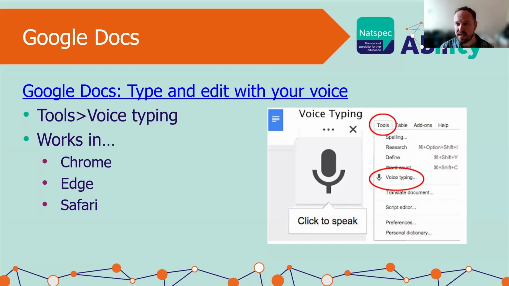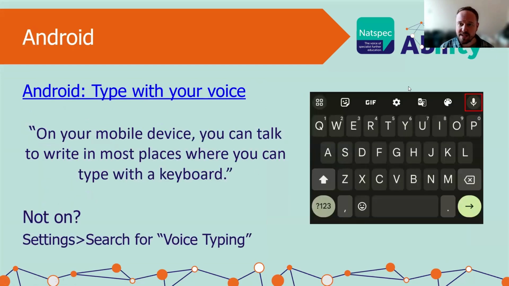There are different languages for these as well, for both this and some of the Microsoft ones. For Android, it's quite simple, really. On your mobile device, if you can see a keyboard, the chances are that you can use the voice. They call it typing with your voice or voice typing. So I haven't found anywhere that this hasn't worked. So I think it's worked in every single window that I've tried, and it's built in.